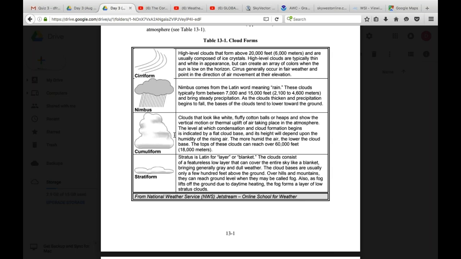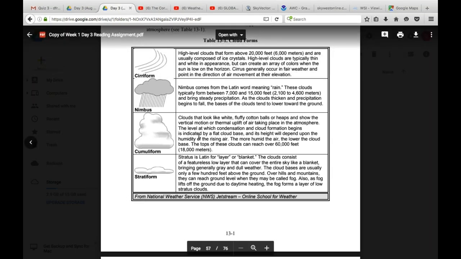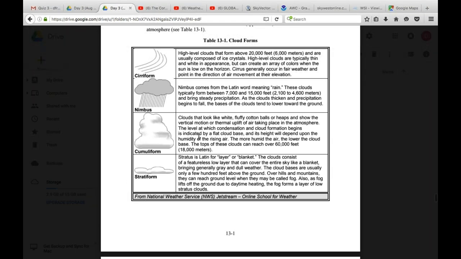The level at which condensation and cloud formation begins is indicated by a flat cloud base, and its height will depend upon the humidity of the rising air. So that rising factor is what's building these up so high. The more humid the air, the lower the cloud base.